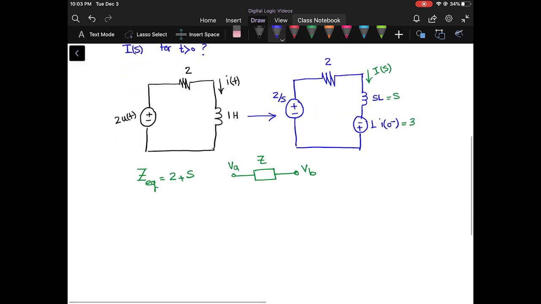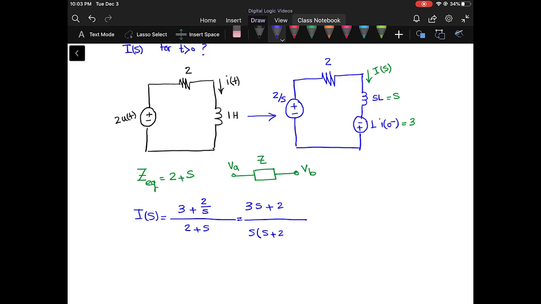So I can say that I(s) is equal to the voltage across this impedance Z. So the voltage is 3 plus 2 over S, over that equivalent impedance, which is 2 plus S. If I simplify this, I'm going to be left with (3S plus 2) over S multiplied by (S plus 2). So I found I(s). Now, the next part asks for V(s).